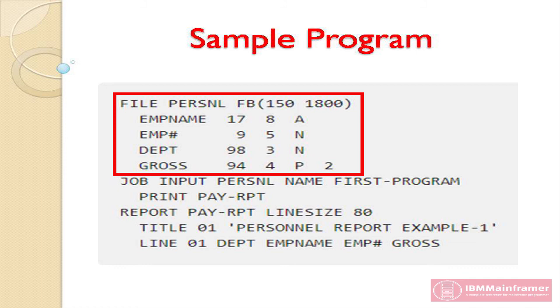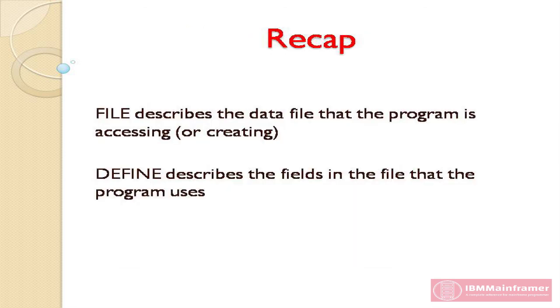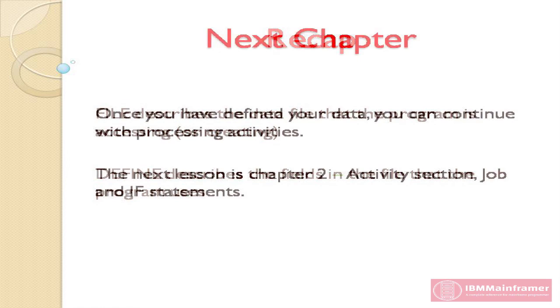Recap. In this video, you learned about the file and define statements in the library section. These two statements define the library of data that is used as input to processing activities. File describes the data file that the program is accessing or creating. Define describes the fields in the file that the program uses. Once you have defined your data, you can continue with processing activities. The next lesson is activity section, job and if statements.